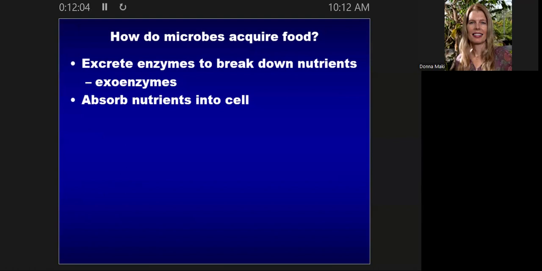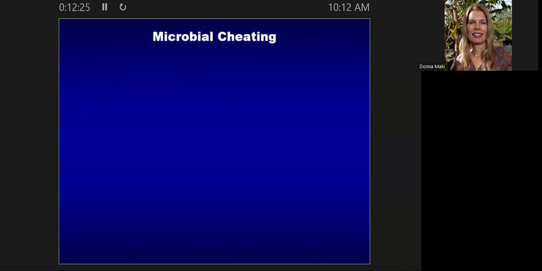And then once they do their work, they break it down into all these lovely bits and pieces, take it in too. So I don't have to do all the work. I'll let my neighbor do it. Now I'm being very anthropomorphic in how I'm describing that, but basically that's what they see happening. They see that the microbes can develop this laziness, some of them, and they actually gave it a term. They call it cheating, microbial cheating.